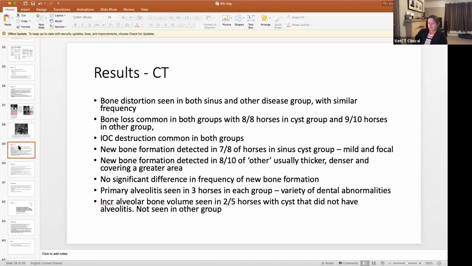They did see what they termed primary alveolitis in 3 horses in each group, and I think that was related to dental abnormalities. But one thing they did say, in the horses without dental abnormalities in the cyst group, they saw an increased alveolar bone volume in 2 horses, and they didn't see this at all in the other group. They go on in the discussion to hypothesize if that might have something to do with the origin of the cyst. But I think that was a bit of a tangent that maybe didn't add a lot to me.